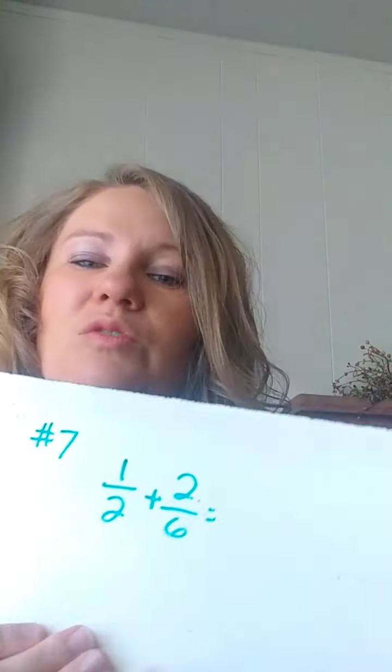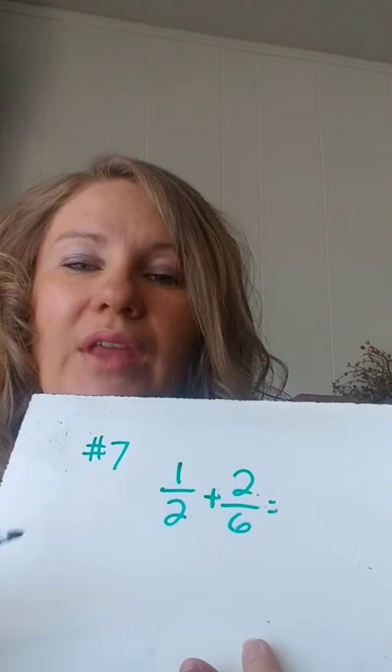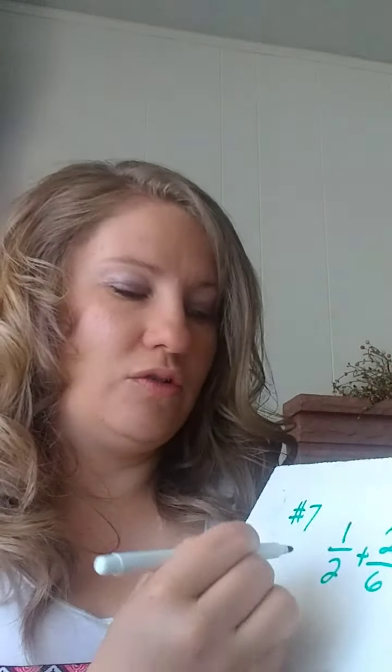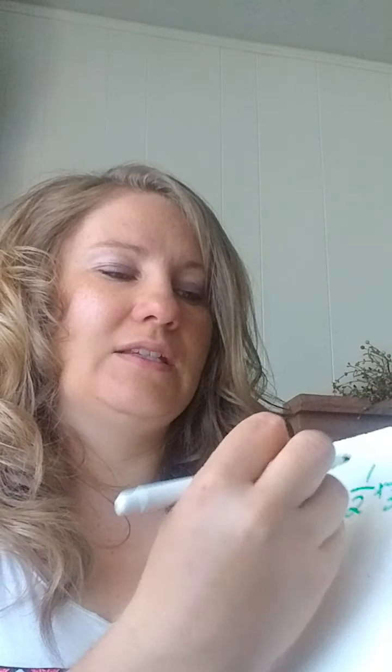Okay, number 7, find each sum. Reduce when possible. So we're going to be adding fractions. 1/2 plus 2/6. Now to add these fractions, we need to find a common denominator. So 2 and 6, the least common denominator is going to be 6. Now on our 2, to make sure that it has a common denominator, we will need to multiply 1/2 by 3/3. So 2 times 3 is 6. 1 times 3 is 3.